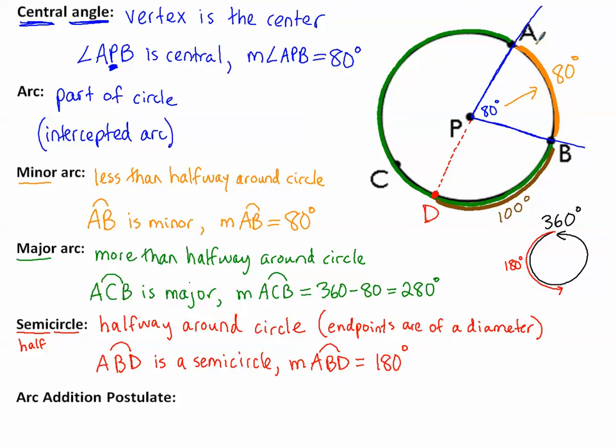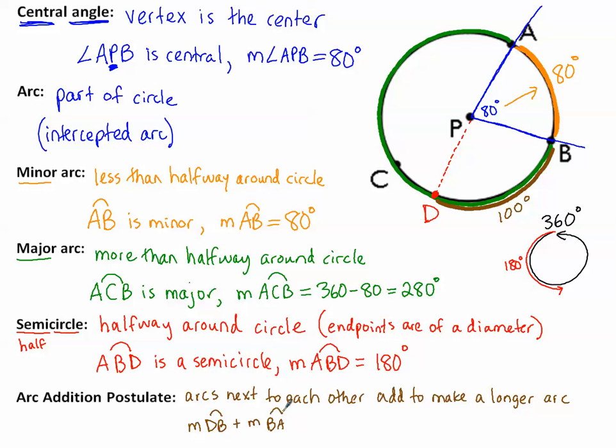And that's the arc addition postulate, is arcs next to each other add to make a larger or a longer arc, such as arc DB and arc AB. So we can say, for example, the measure of arc DB plus the measure of arc BA or AB equals the measure from D all the way to A.